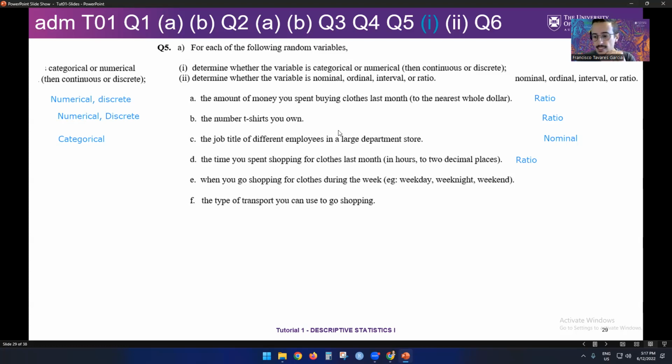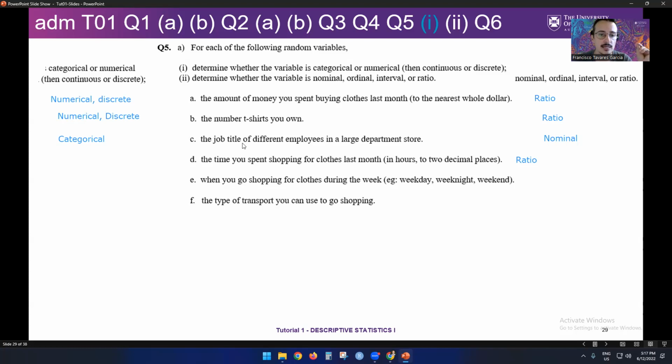Second one, the number of t-shirts you own, numerical, discrete. Yes, I hope you guys are not holding half shirts in your wardrobe. And this is also a ratio. If you have 0, it's the absence of t-shirts.